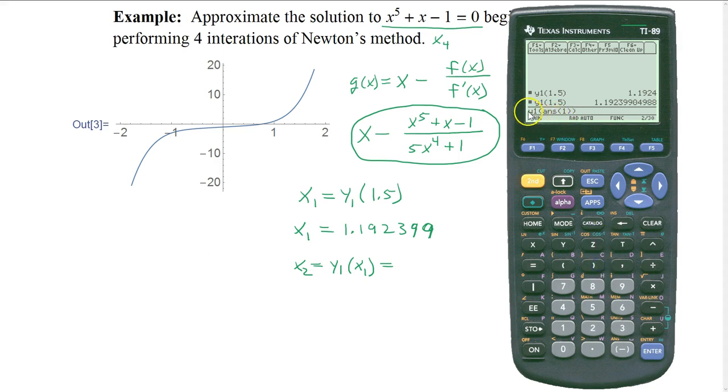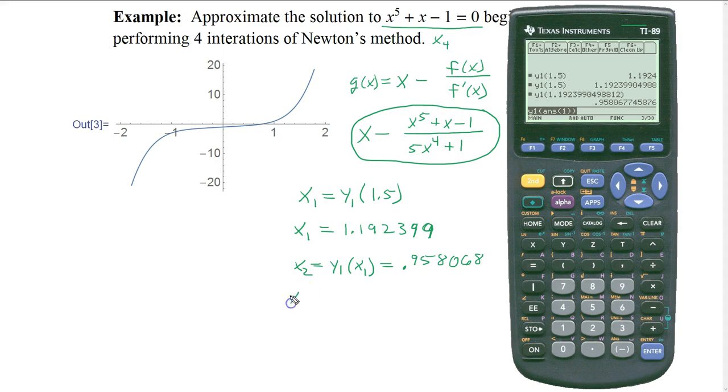Close the parenthesis. Now it will evaluate y1 of x1, which is right here, to many decimal places. So it will give you a good degree of accuracy. And hit enter, and we get 0.958061 2 3 4 5 6 8, rounding it to 6 decimal places.